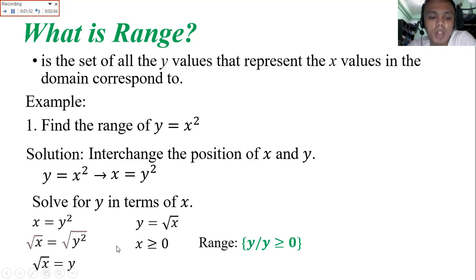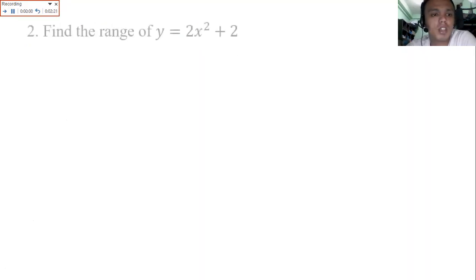Even though domain ang kinuha natin, still magiging range pa rin yun, kasi nga nag-interchange tayo ng position. Okay. So ganyan natin isosolve yung range. Medyo mahaba siya ng konti pagdating sa range, compared doon sa domain. Next, find the range of y equals 2x squared plus 2.